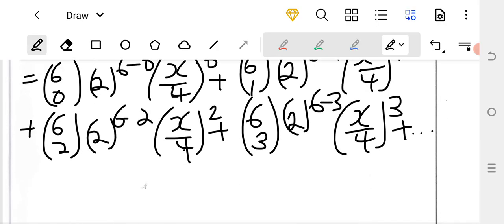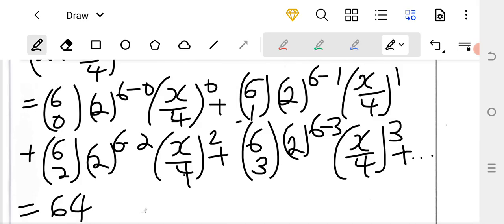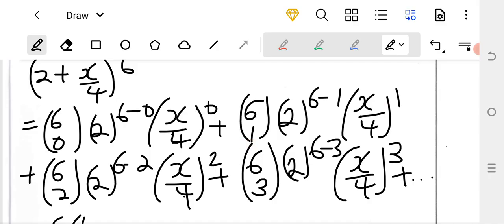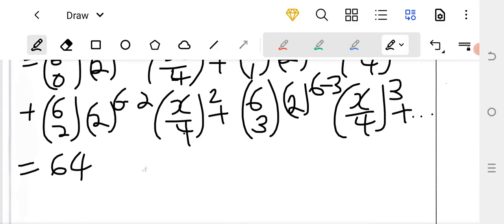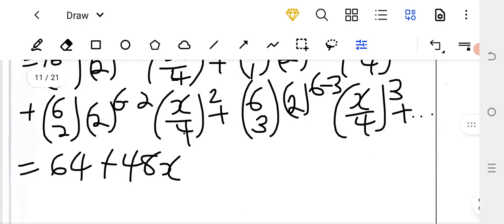So 6 combination 0 is a 1. 1 multiplied by 2 to the power 6. 2 to the power 6 is a 64. Take note. Then we have a 6 combination 1, which is here. 6 combination 1 multiplied by 2 to the power 5. 6 combination 1 is a 6. 2 to the power 5 is a 32. 6 times 32 is 192. You divide by 4 is a 48. So you're going to say plus 48. Since here there's an x, we'll say 48x. Plus 48x. And then here 6 combination 2.